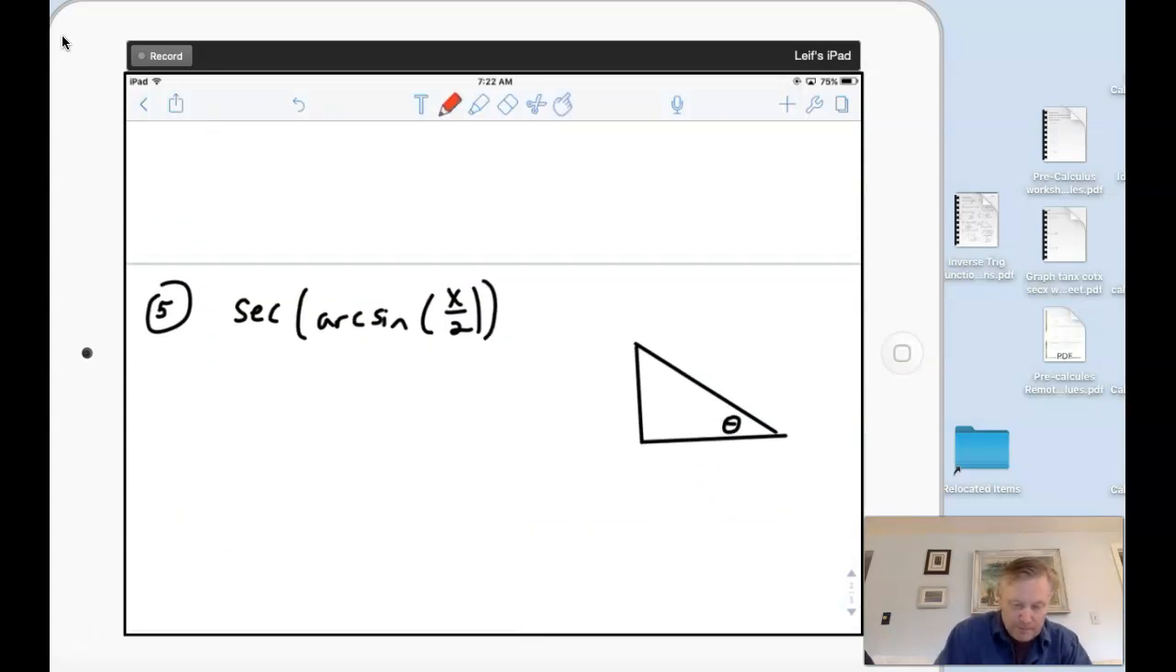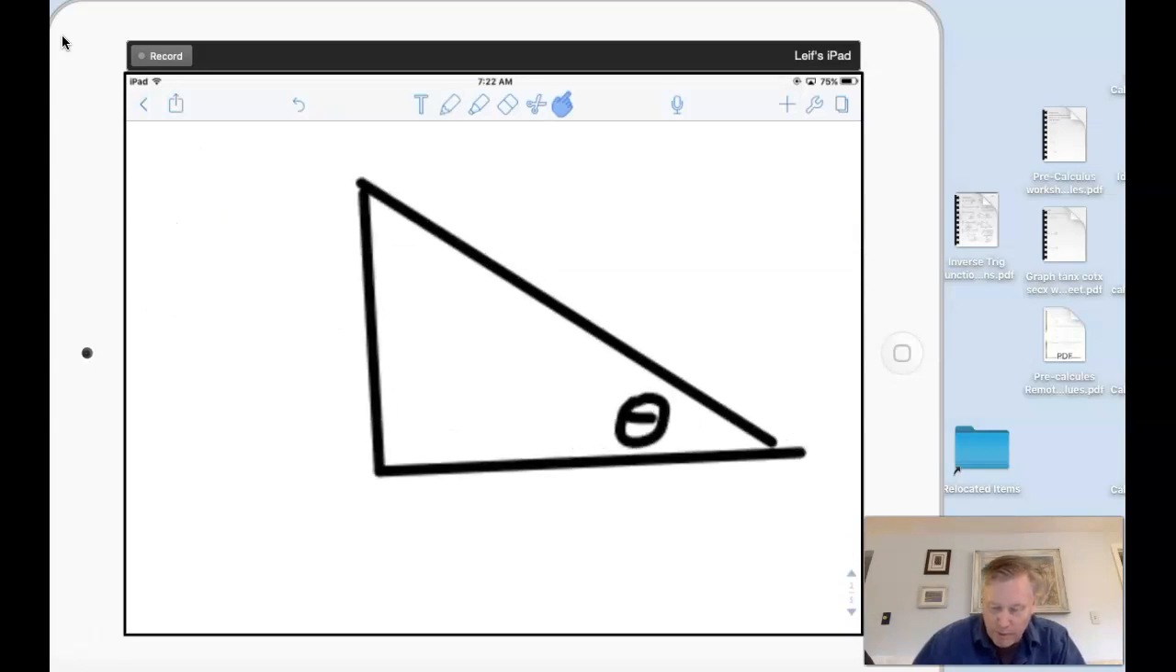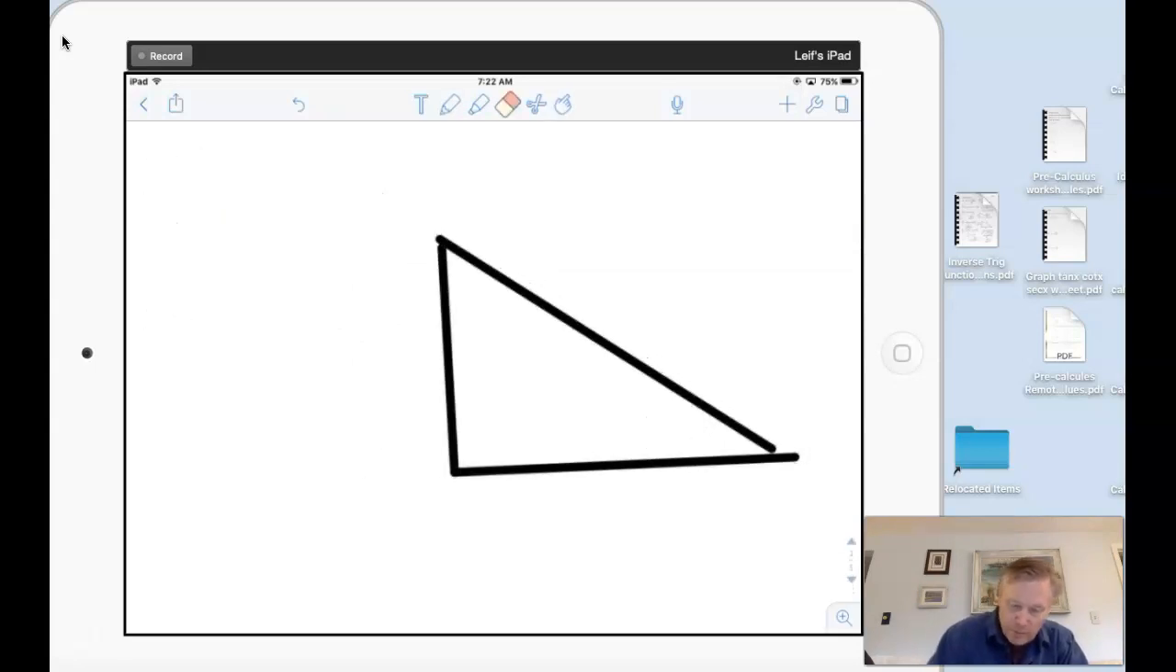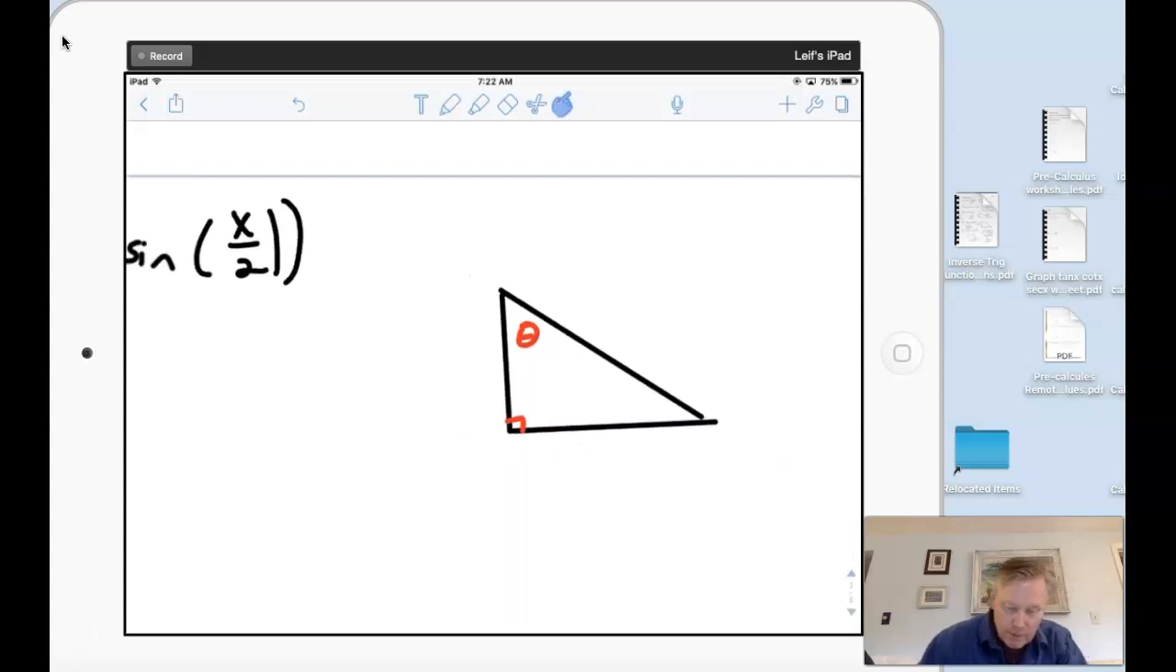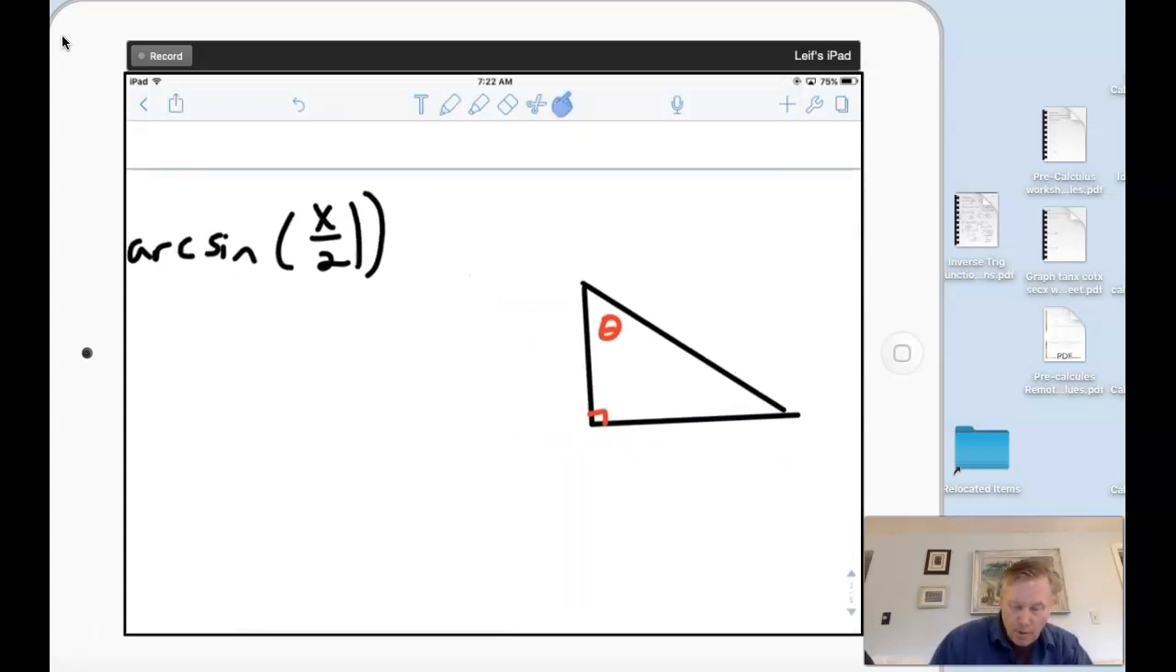Number 5. All right, so arc sine. You know what? I'm going to move that theta this time. I'll put it over here this time just so you can see it doesn't actually matter which one you put it in. All right, so arc sine. Sine is opposite over hypotenuse. So the opposite would be x. Hypotenuse would be 2. Okay.